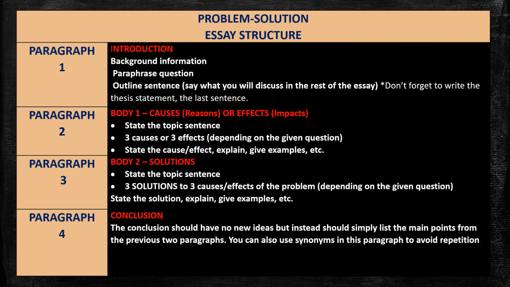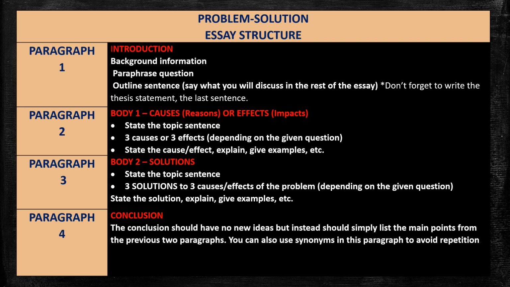Now, next you will write the body paragraph 1 where you mention the causes. State the topic sentence like there are many causes of this problem. And what are the causes? 3 causes or effects, whatever the question is asking you to do. Then write the causes and explain by giving examples. In advantages and disadvantages, you are writing only 2 advantages and 2 disadvantages, explaining and giving examples. But here you are going to write 3 causes and then you explain and give examples.